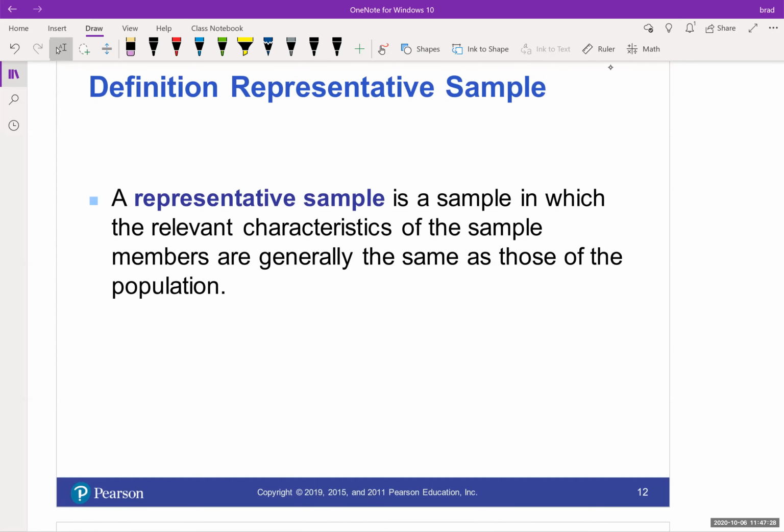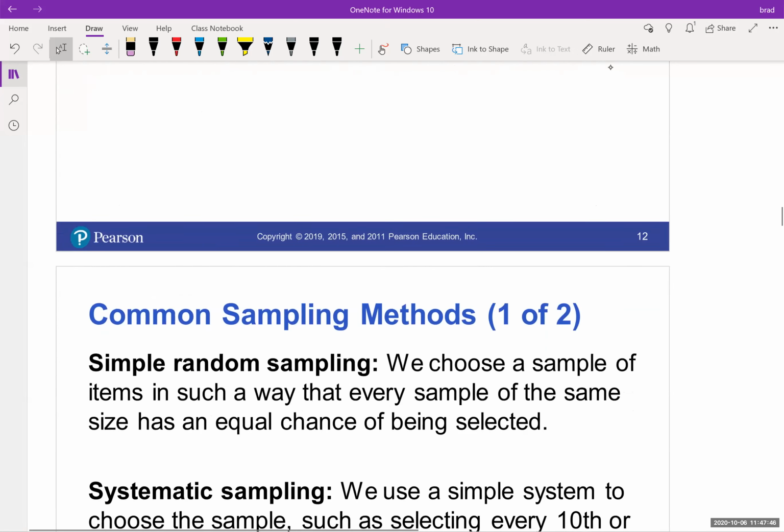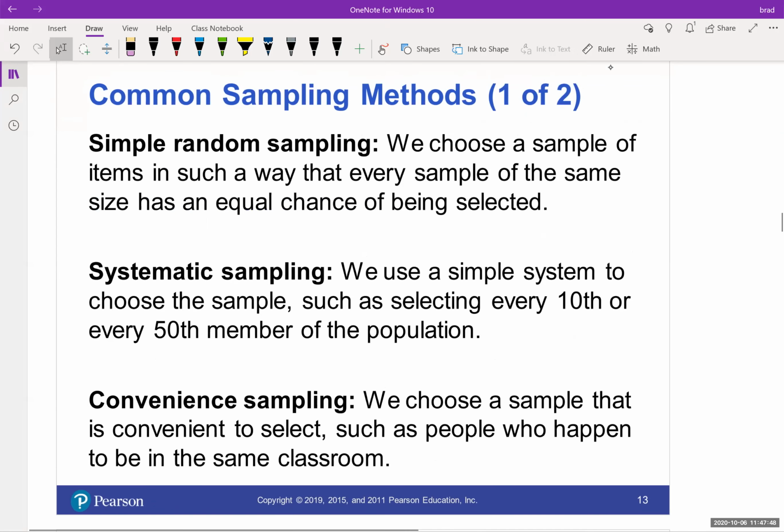Definition, representative sample. A representative sample is a sample in which the relevant characteristics of the sample members are generally the same as those of the population. So when you're taking a sample, you normally want the sample to have similar representation in the population. Here are some common sampling methods to make sure this happens.